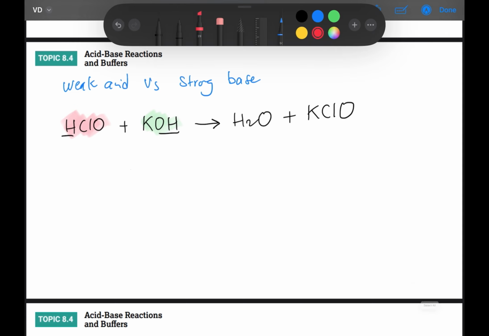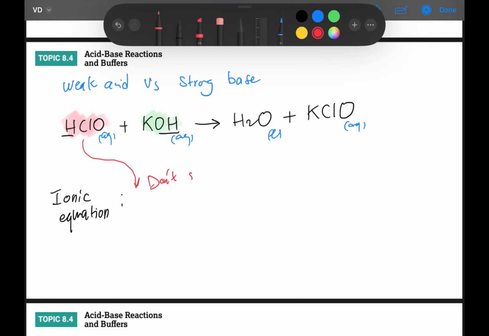Now we have a full equation. How can I write the ionic equation for this reaction? What's the importance of the ionic equation? It tells me the species involved in the reaction. First of all, these are in aqueous form, by the way. Here this is liquid and this is aqueous. Look at the acid: it's a weak acid, and that's why we do not split it up. In a weak acid or weak base, we just keep them as they are.